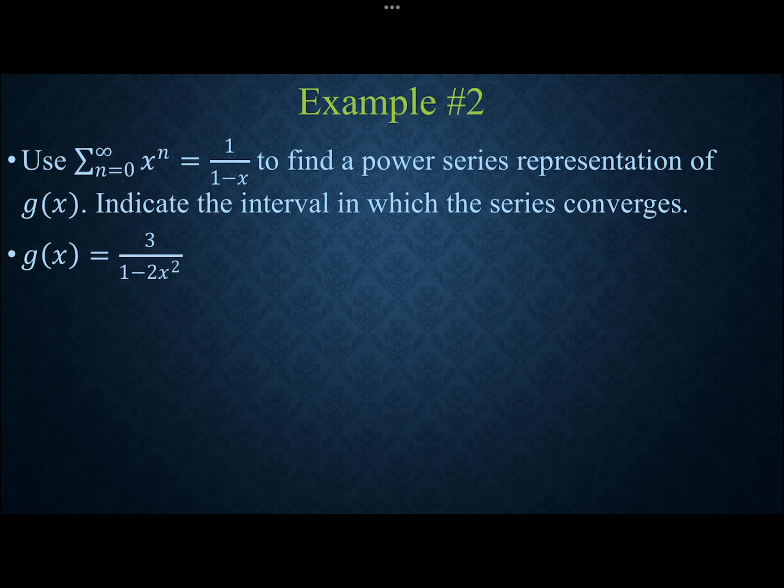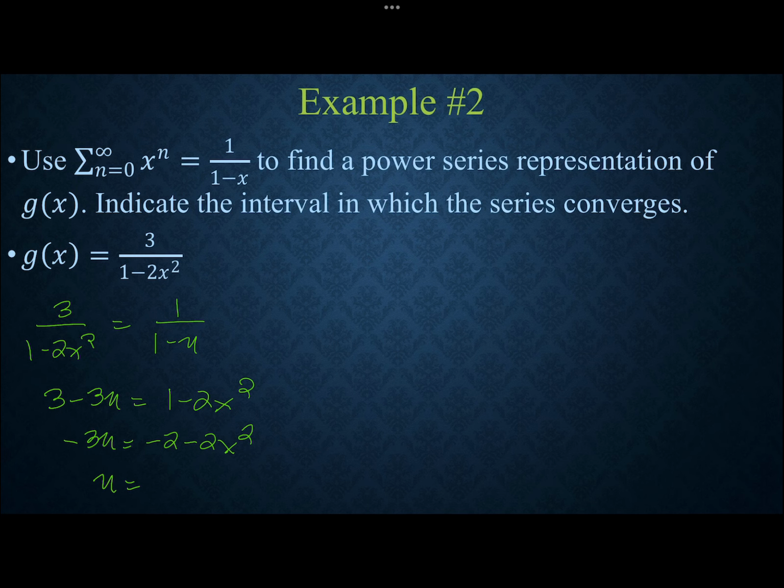Now, if we have a squared term in there, it's going to get a little more interesting. The process of finding the power series doesn't change, so it'd still be what they give us, 3 minus 2x squared equal to 1 over 1 minus u. We cross multiply. 3 minus 3u equals 1 minus 2x squared. Negative 3u is a negative 2 minus 2x squared. And then u would be, if we divide by negative 3, we can cancel all the negatives, but the 3 doesn't do anything in terms of going into the 2, so we'll leave it as a fraction. 2 plus 2x squared all over 3. So our power series representation would be n equals 0 to infinity.